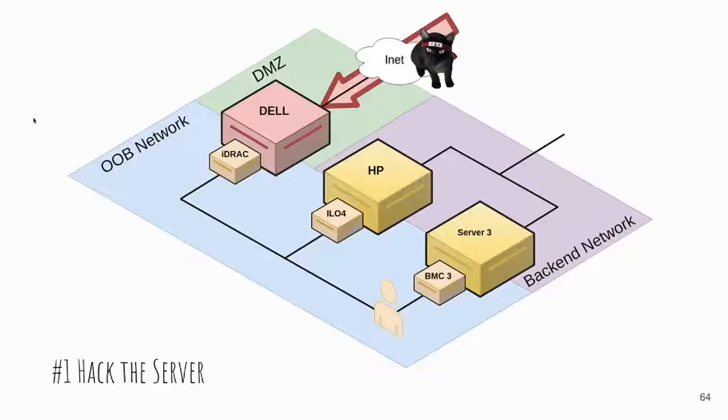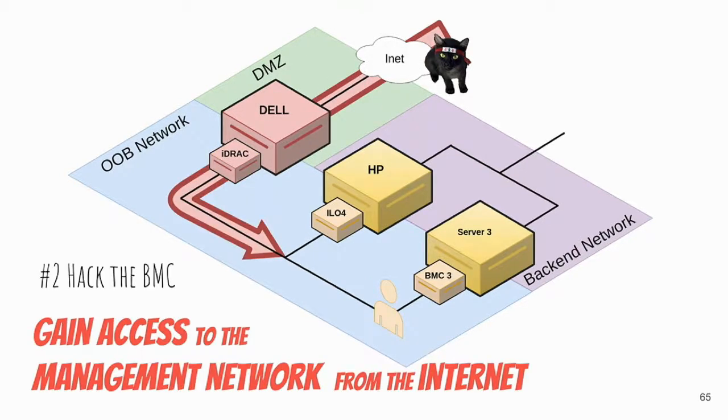Okay, but the thing is, and this is not very well known, the problem is that the other way around is also true. Let's say that you have a server on a DMZ exposed to the internet. That's pretty usual. And that server gets compromised. The attacker can, from that server, jump to the BMC. And then we have a problem, right?